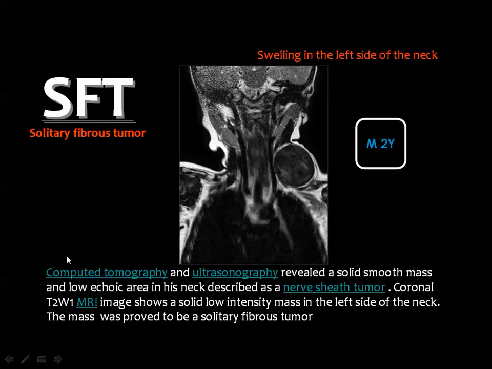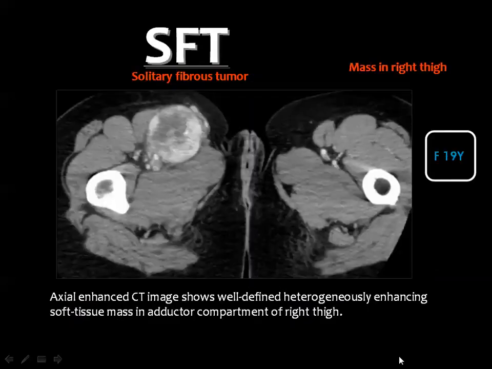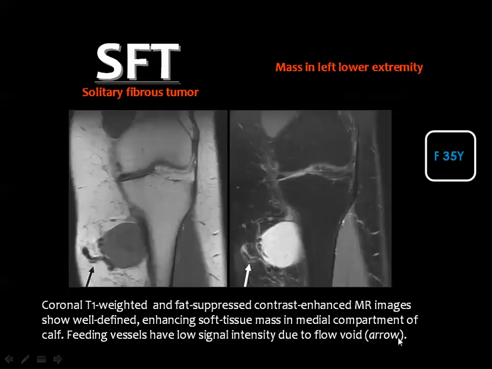And this is a soft tissue mass of low signal intensity at the root of the neck of this child, 2 years old. And this was suspected from the clinical point of view and ultrasound to represent a neurofibroma. But by biopsy, this was proved to be a solitary fibrous tumor. Another lesion, which is seen in the medial aspect of the upper thigh of this female, 19 years old, showing significant heterogeneous contrast enhancement and was proved to be a solitary fibrous tumor.